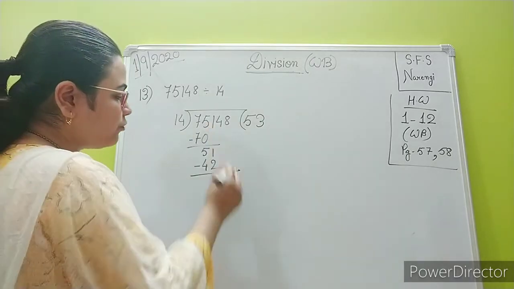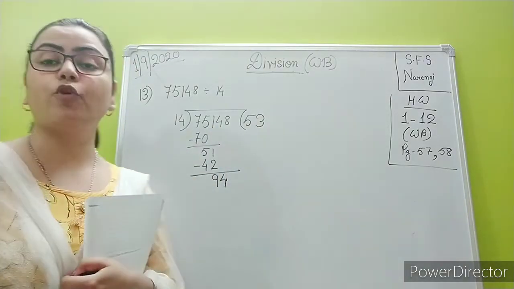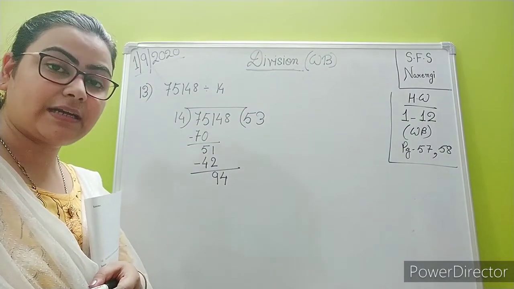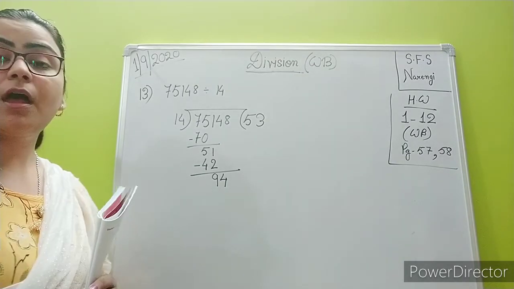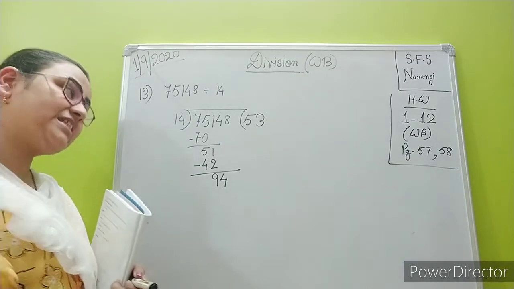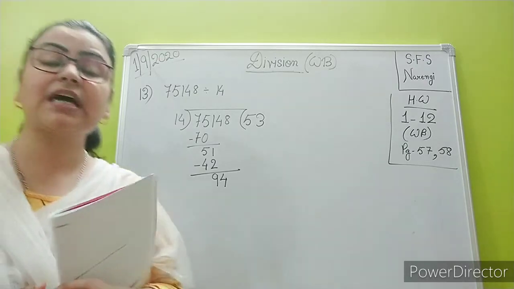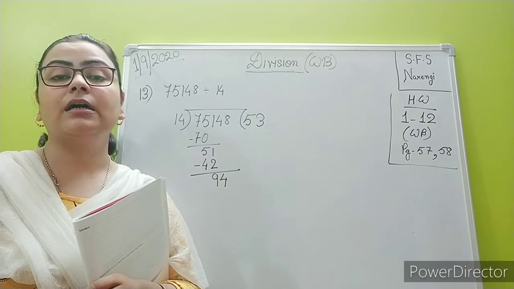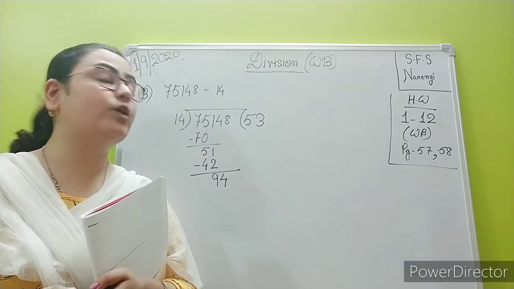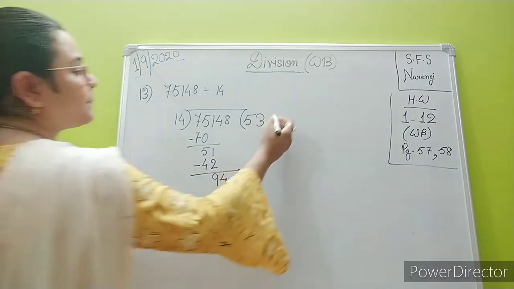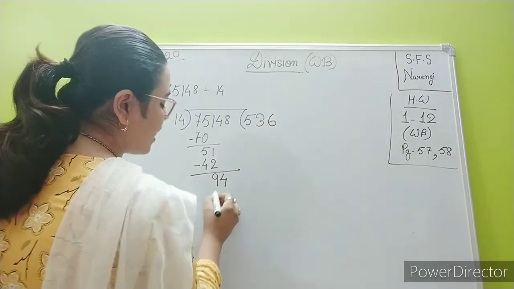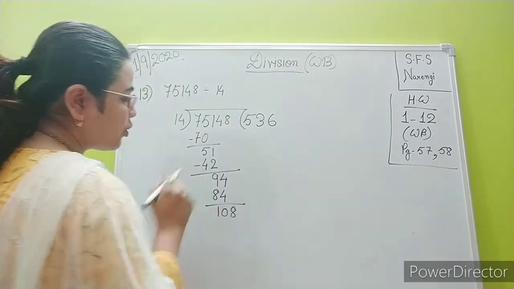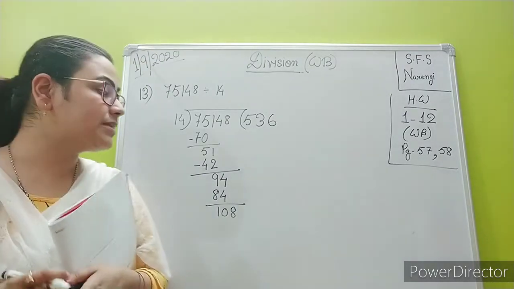Now what will come down? 4 will come down. 94. So in 14's table, what do we have which is near about 94? So children, we have 94 and 14 sevens is 98. So can we take 14 sevens? No. So we have to go for the one before. We have to take 14 sixes. Now 14 sixes is how much? 14 sixes is 84. So we have 10.